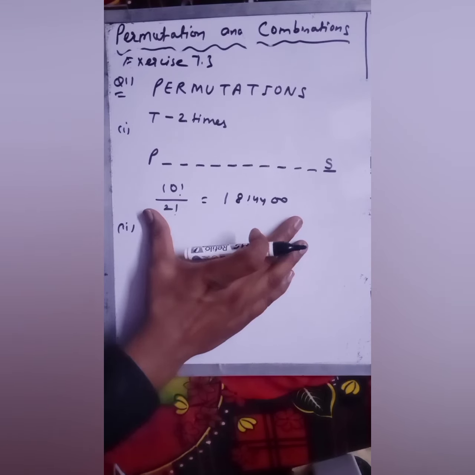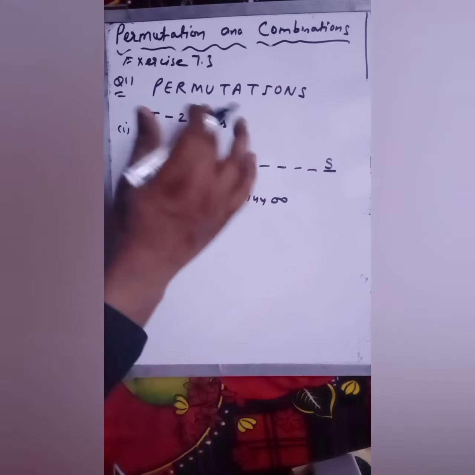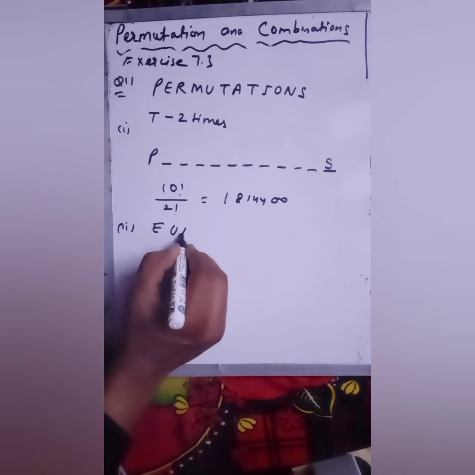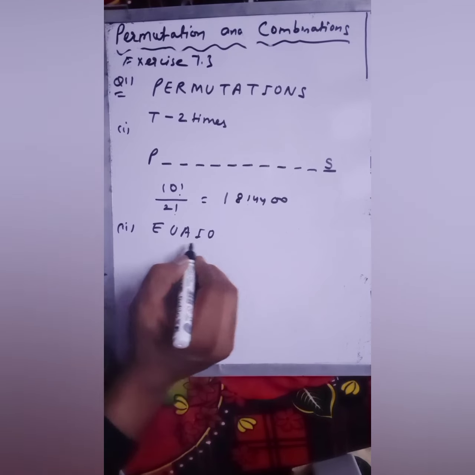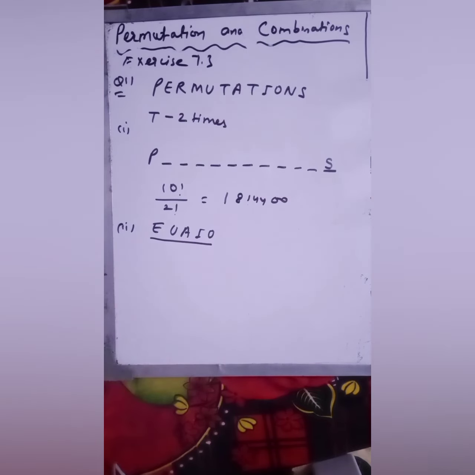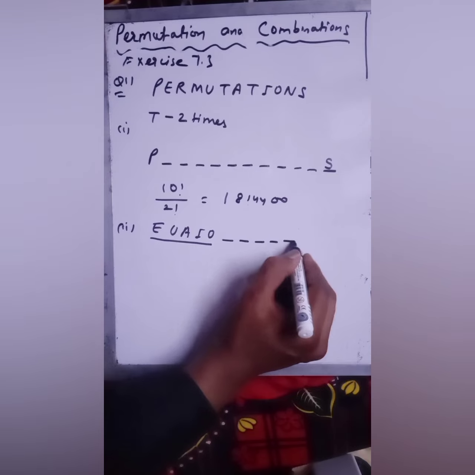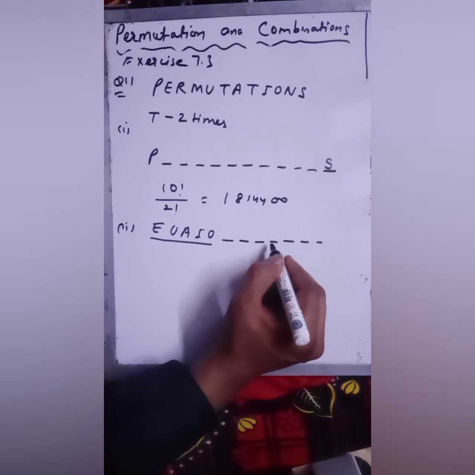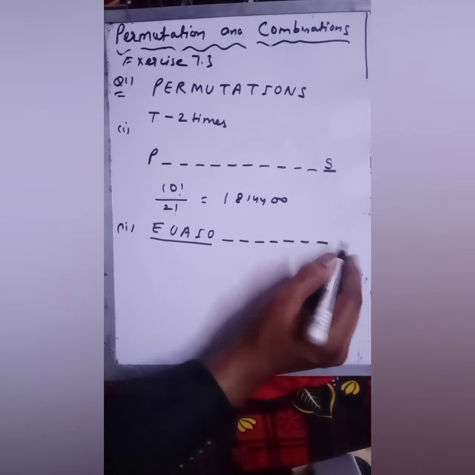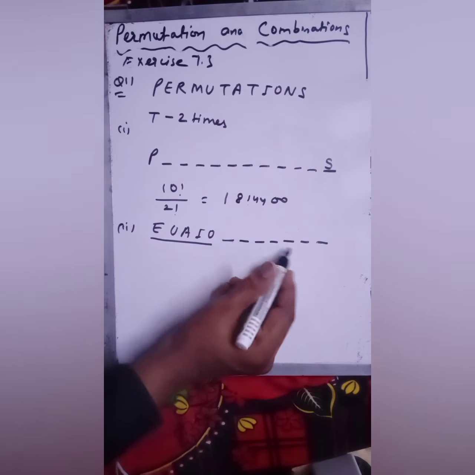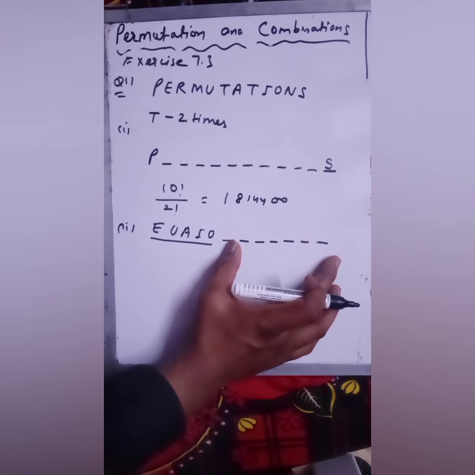In the second part, it is saying all vowels occur together. So in this question, there are E, U, A, I, O. So there are 5 vowels. Okay. So if there are 5 vowels, then there are the rest of the 7 places, 1, 2, 3, 4, 5, 6, 7, because it is a 12 letter word. So 5 vowels are coming together and the rest of the 7 places you have to arrange.